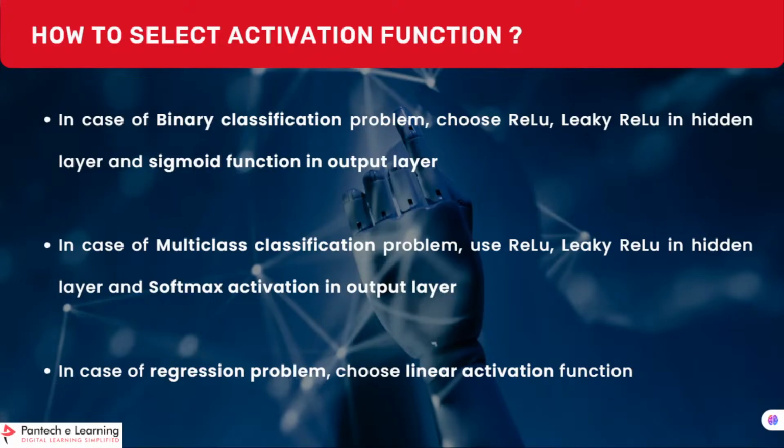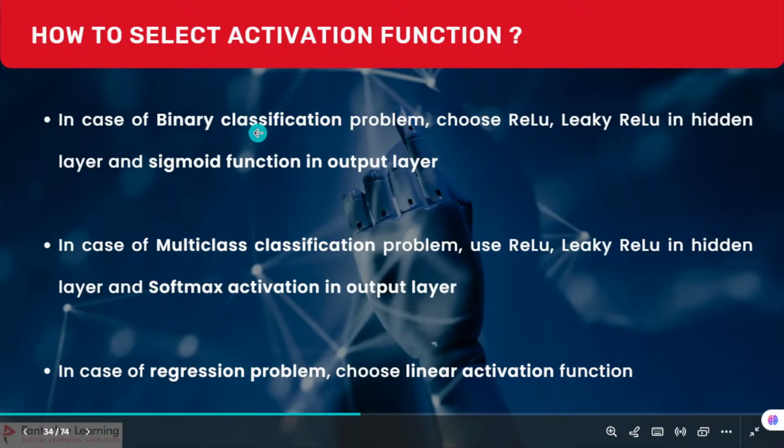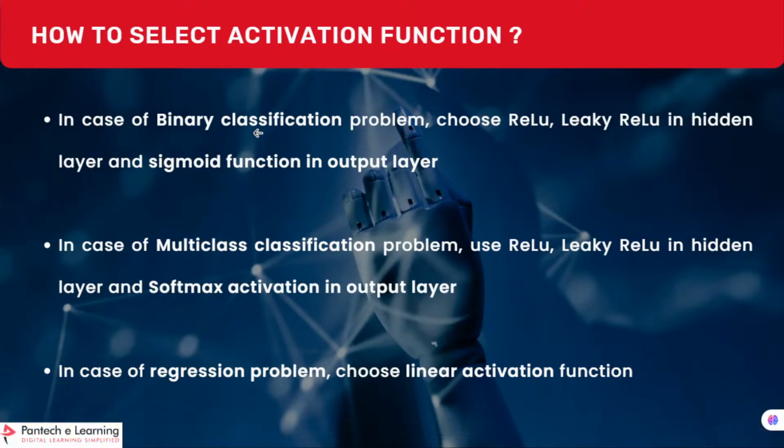I said we have these activation functions, but we have to select them based on a requirement. So now you can see the first point, the binary classification purpose. For the hidden layer in binary classification we are selecting ReLU or leaky ReLU, but for the output layer we are selecting the sigmoid function, because we need to get the binary output. That's why we take the sigmoid function.